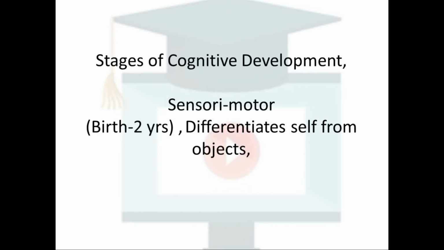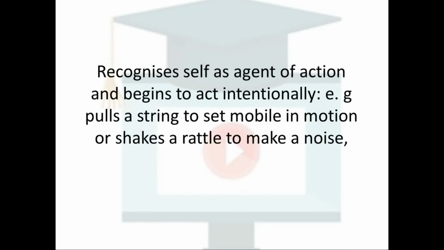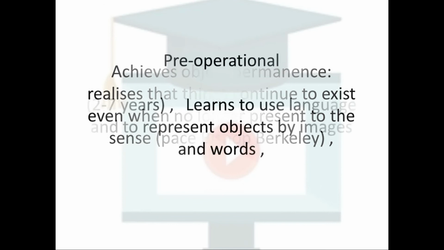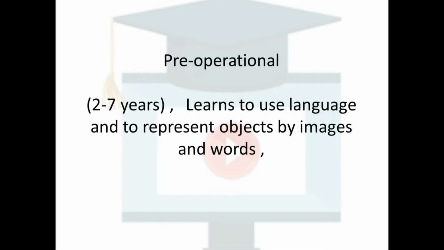Stages of cognitive development. Sensorimotor, birth to 2 years. Differentiates self from objects, recognizes self as agent of action, and begins to act intentionally, e.g. pulls the string to set a mobile in motion or shakes a rattle to make a noise. Achieves object permanence, realizes that things continue to exist, even when no longer present to the senses. Bishop Berkeley. Pre-operational, 2-7 years, learns to use language and to represent objects by images and words.